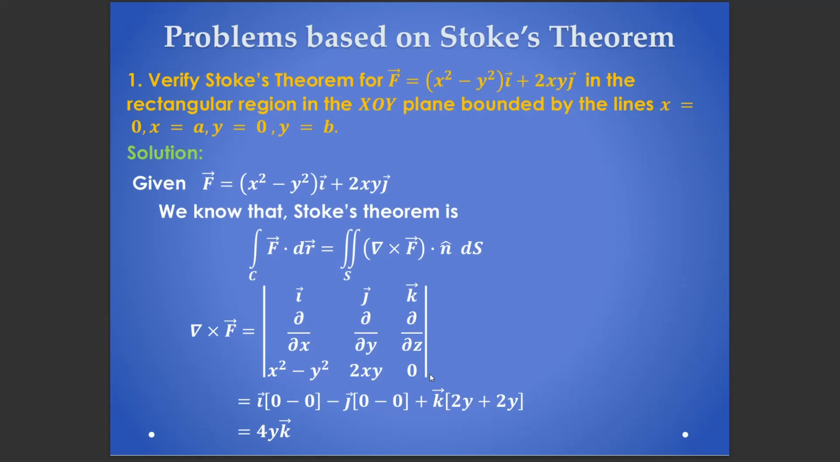Now we can expand. I vector into, expanding row wise, dou by dou y of 0 equal to 0 minus dou by dou z of 2xy equal to 0, minus j vector into dou by dou x of 0 equal to 0 minus dou by dou z of x square minus y square equal to 0, plus k vector into dou by dou x of 2xy is equal to 2y minus dou by dou y of x square minus y square. So minus into minus is plus 2y. So 2y plus 2y equal to 4y, so 4y into k vector. Hence del cross F is equal to 4y into k vector.